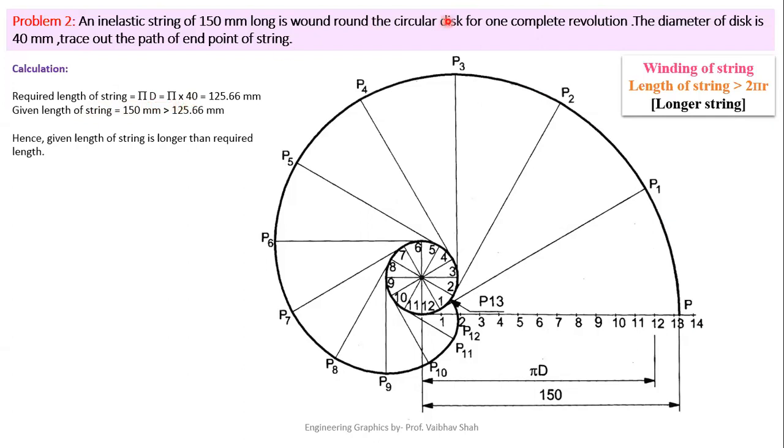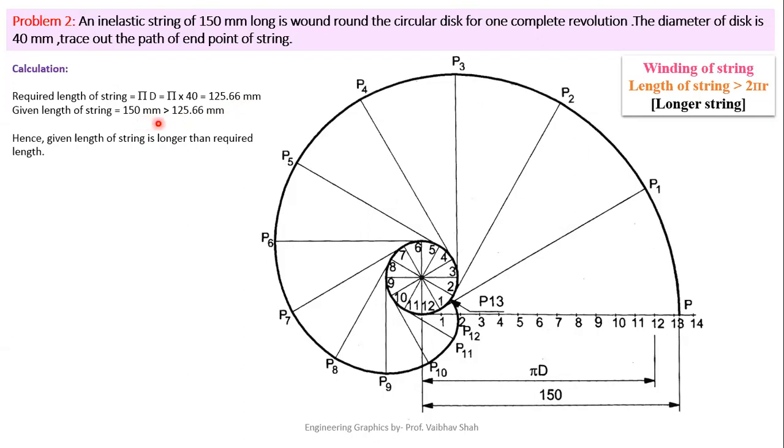The diameter of the disc is given as 40 mm, so put 40 here. You will get 125.66 mm. But here the string length is already given: an inelastic string of 150 mm long is wound round. That means we already have one string of 150 mm, which is the given length of string. So we have two lengths, 150 mm and 125.66 mm.